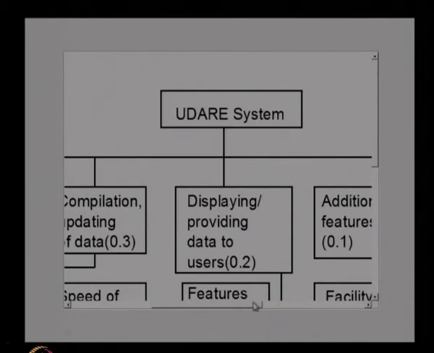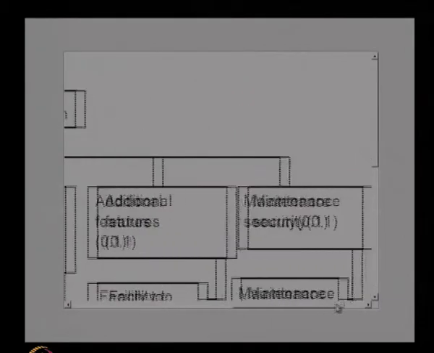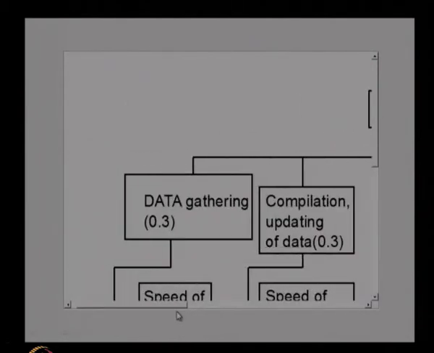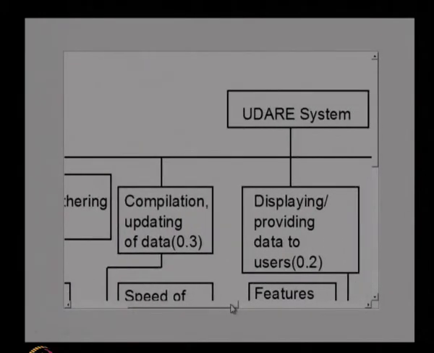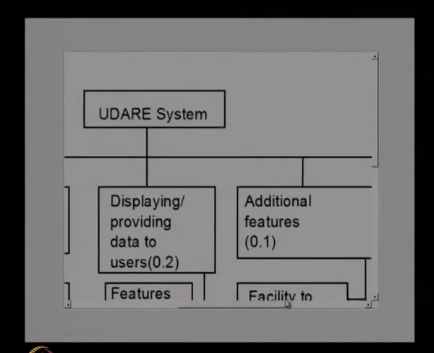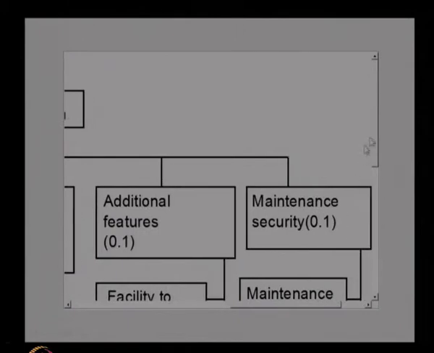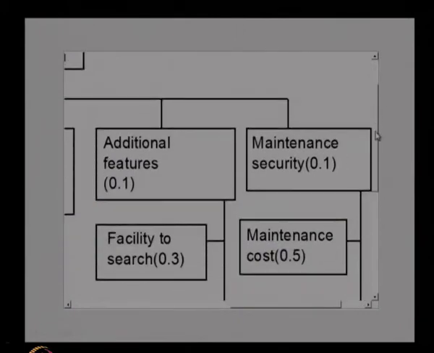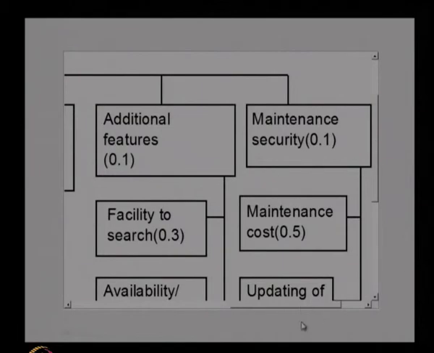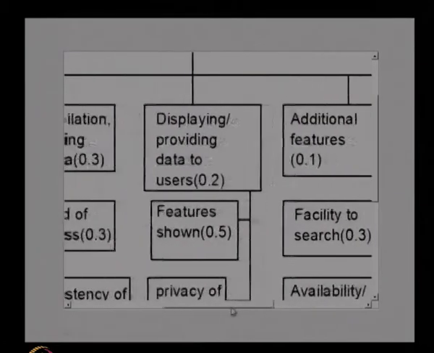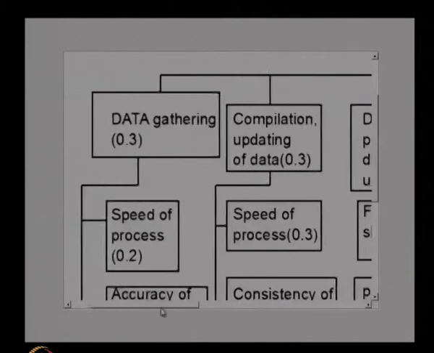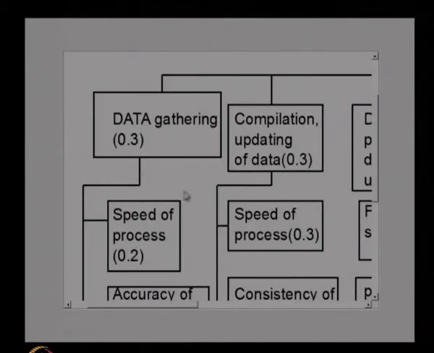This shows the weightage allocation for various functions in the system. We can see here that data gathering is given a weightage of 0.3, compilation and updating of data is given a weightage of 0.3 again, then display 0.2, other features 0.1 and maintenance is given a weightage of 0.1. This helps us to have the hierarchy of functions and their weightages in order to have some kind of trade off at a later stage in the design. And again each one will have sub functions, and depending on their importance they will be given weightages accordingly.